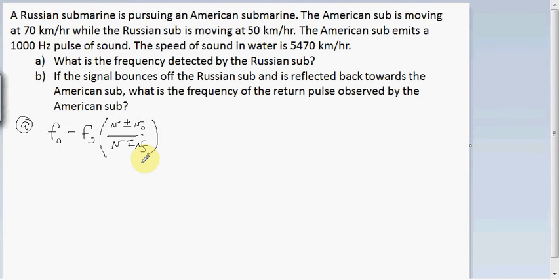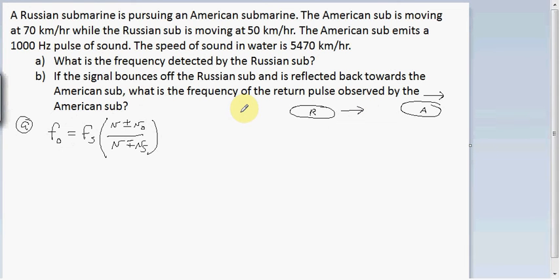All right, so in this case, the American sub is emitting a sound, which is then being detected by the Russian sub. So the American sub is going to be our source. The Russian sub is going to be the observer. Just so we can keep this straight, I'll sketch this out real fast here. So there's the Russian sub. There's the American sub, and it says the Russian sub is pursuing the American sub. So we'll say that they're moving like that.